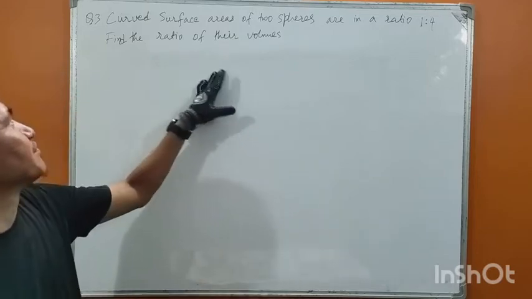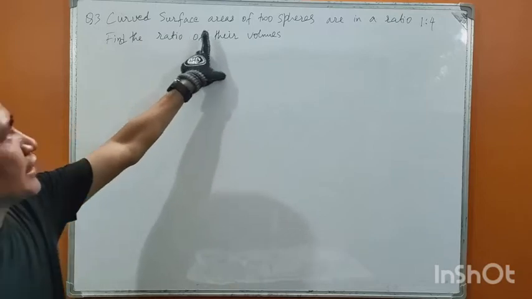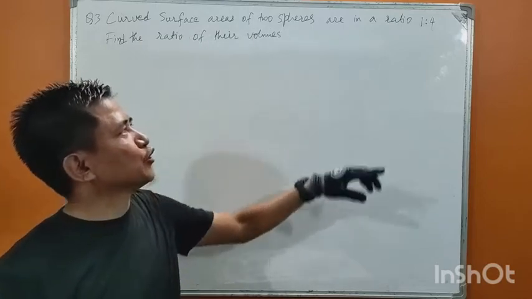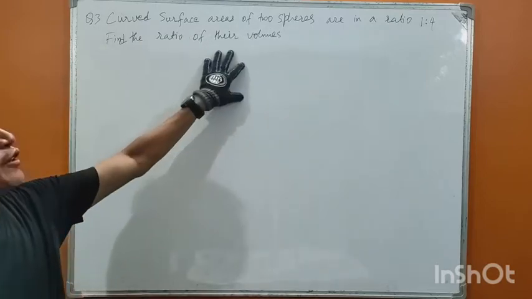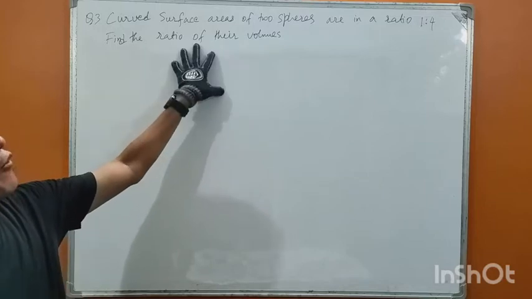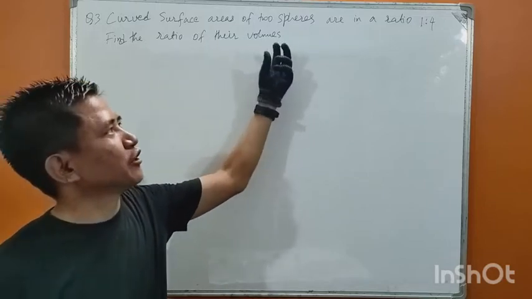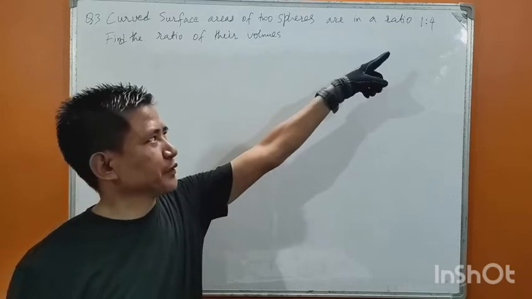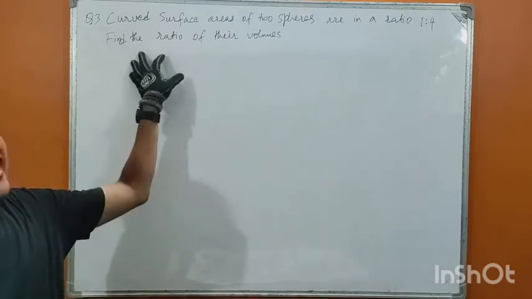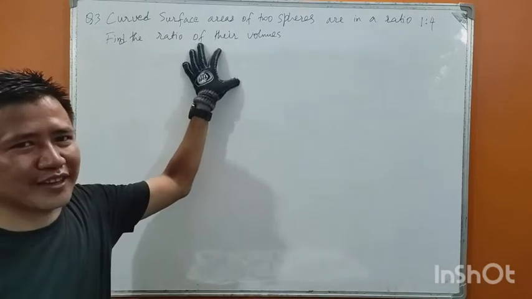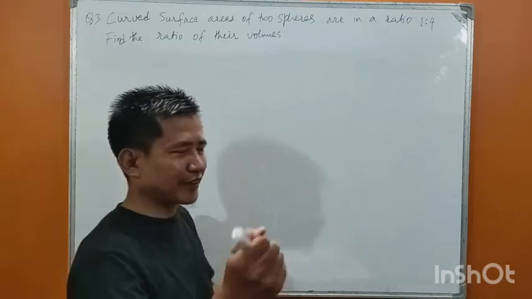So let's begin. Curved surface areas of two spheres are in a ratio 1:4. Find the ratio of their volumes. Okay, we are provided with the ratio of the curved surface area of two spheres, that is 1:4, and we are asked to find the ratio of their volumes. I hope you understood the question. If not, then I'll make you understand.